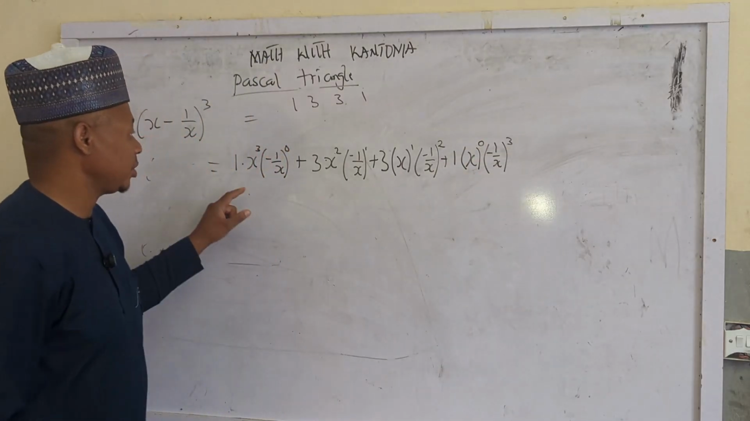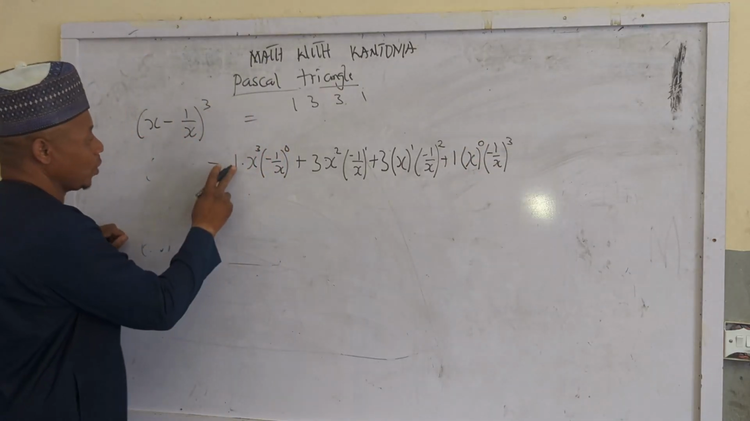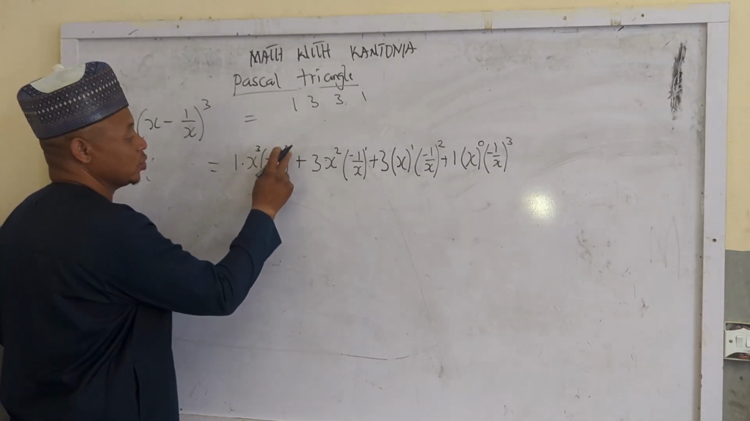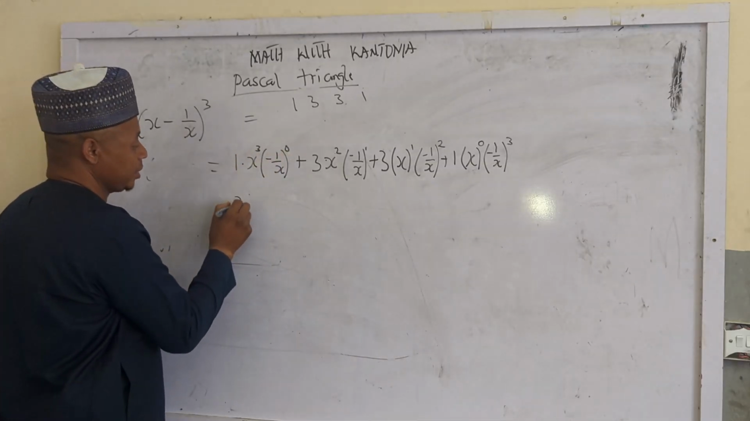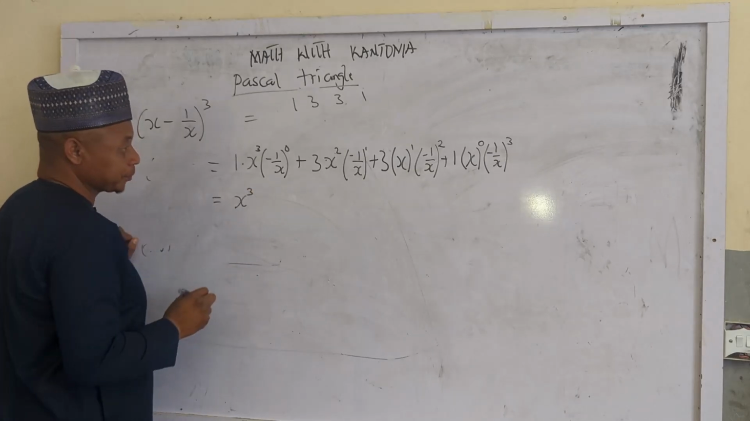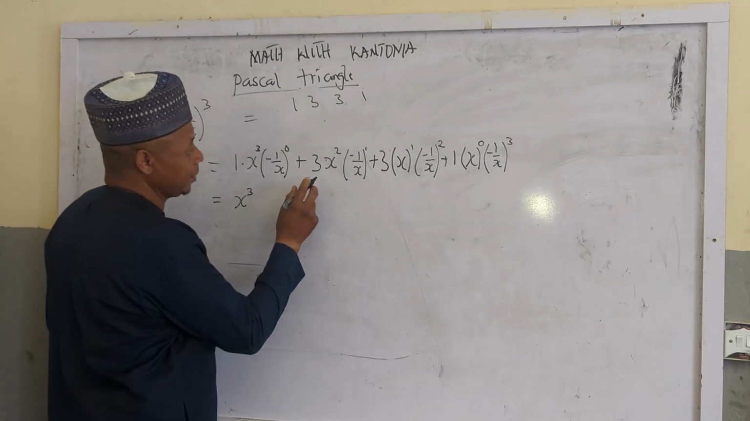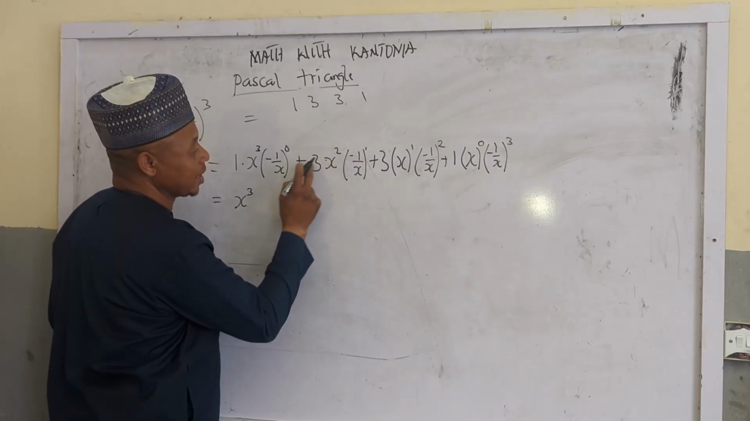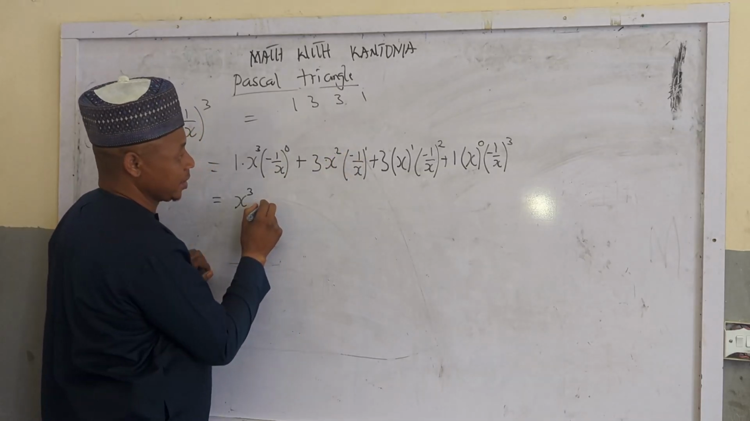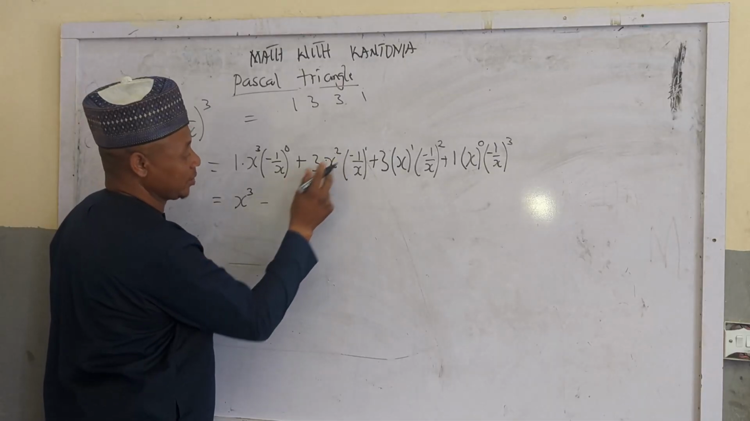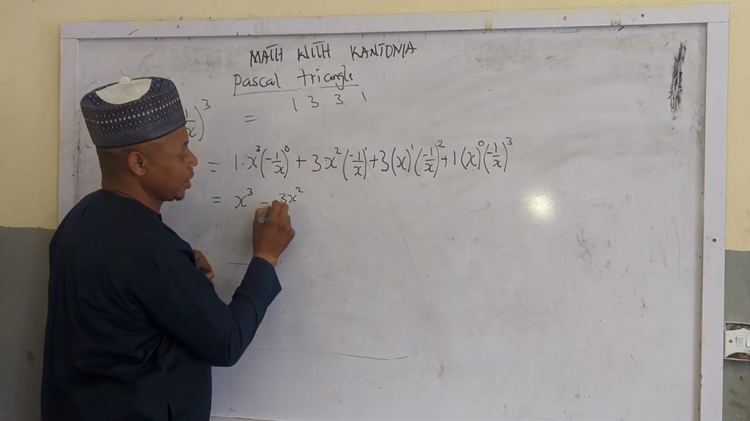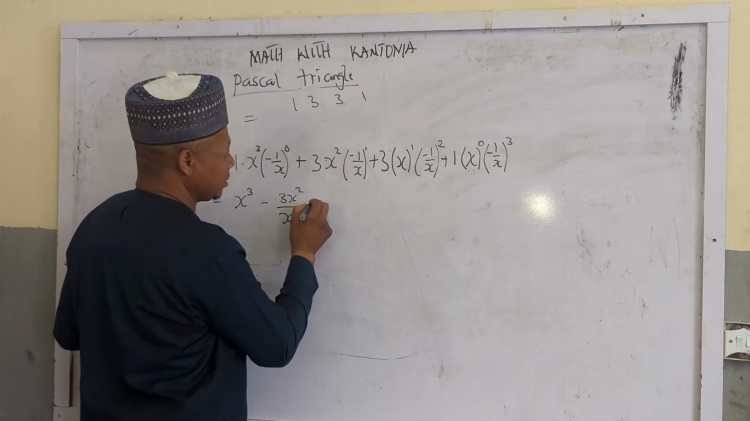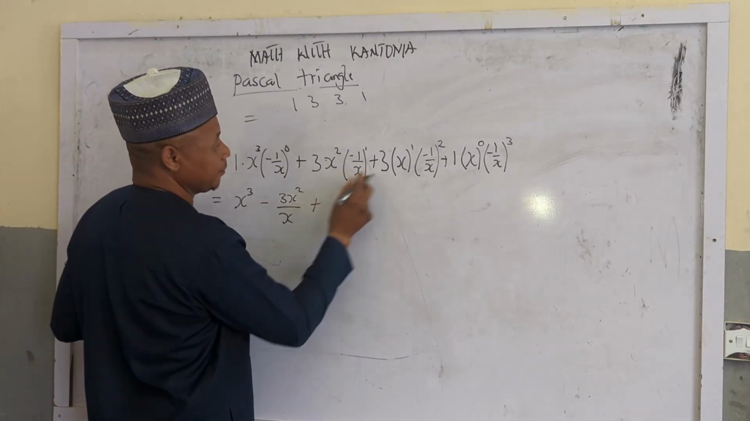So from here we can simplify. We have 1 times x raised to the power of 3 is x raised to the power of 3. Any value raised to the power of 0 is 1, so 1 times x cubed is still x cubed. Then I have minus 1 raised to the power of 1, which is still minus 1. So minus times plus is minus. I have minus: 3 times x squared times 1, I have 3x squared, then over x. Right?